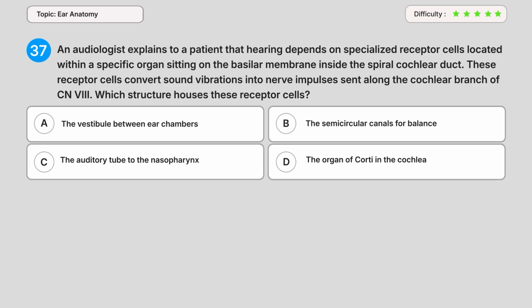A. The vestibule between ear chambers. B. The semicircular canals for balance. C. The auditory tube to the nasopharynx. D. The organ of Corti in the cochlea. Do you know the answer?